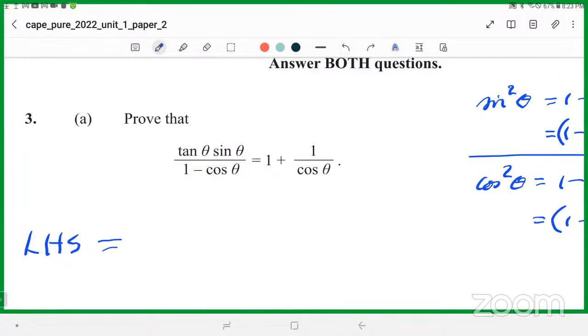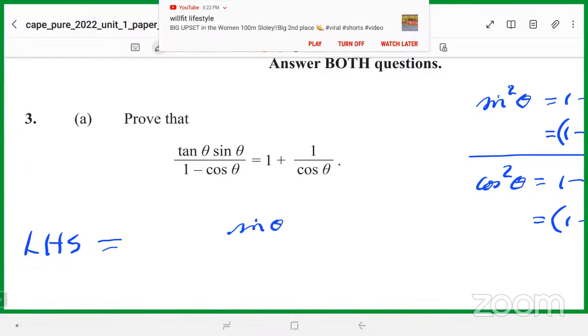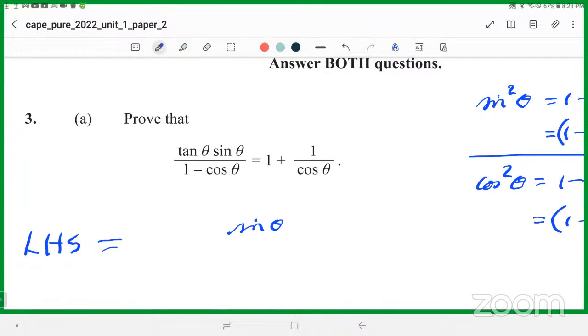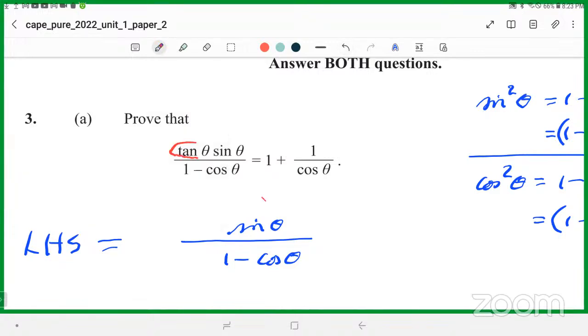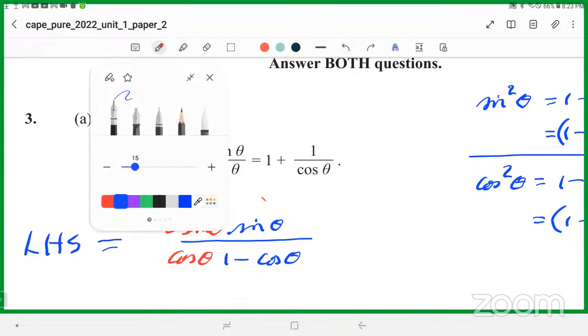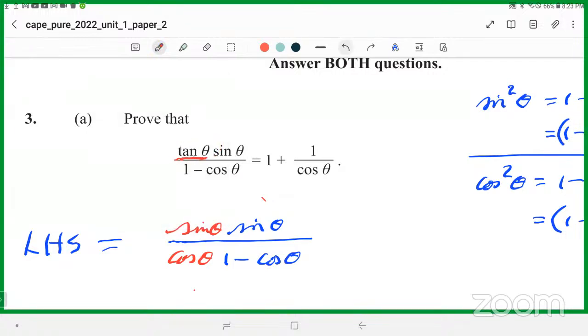See there? Sine theta over 1 minus cos theta. See that tan here? I'll underline it and write it as sine theta over cos theta. This is tan, you know? Sine over cos. That is it. This tan theta is this sine theta over cos theta that I've written.